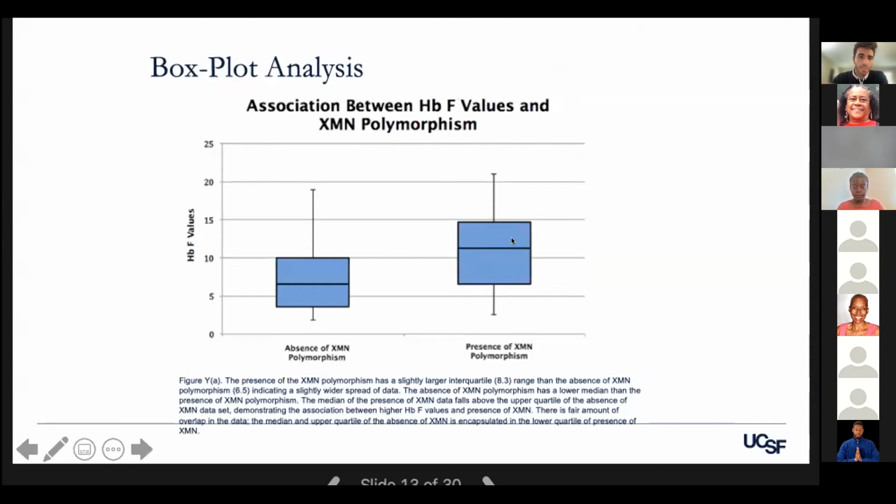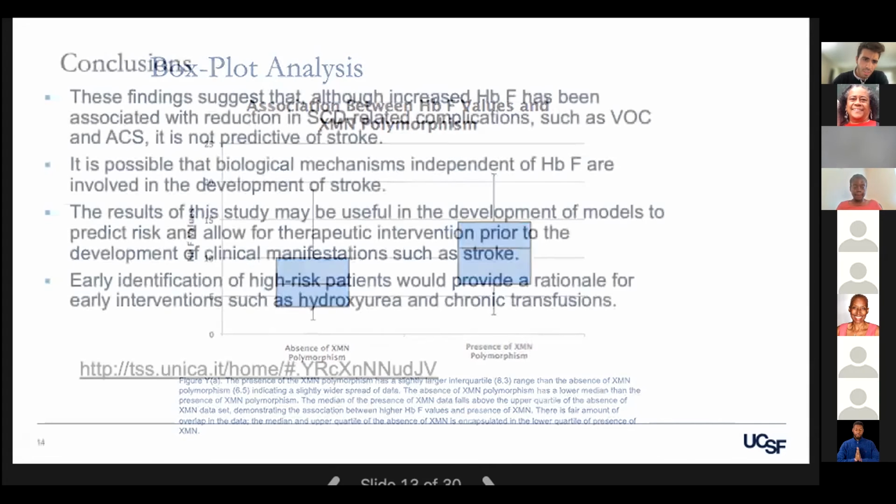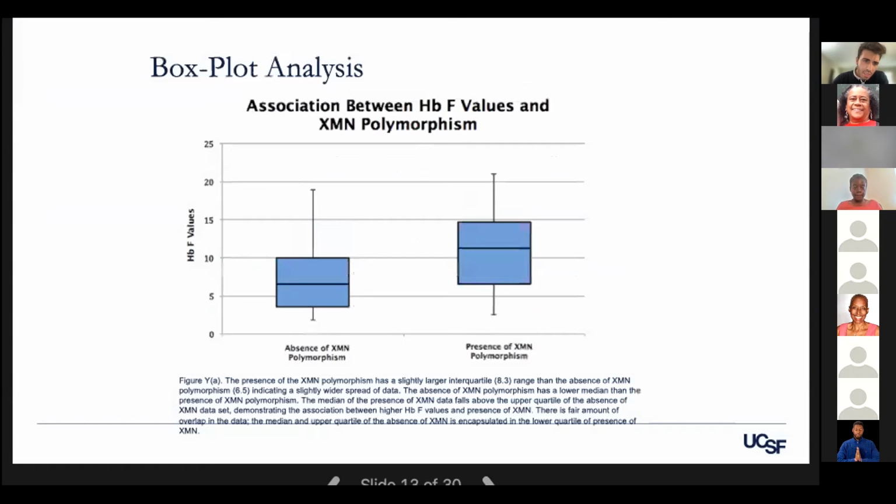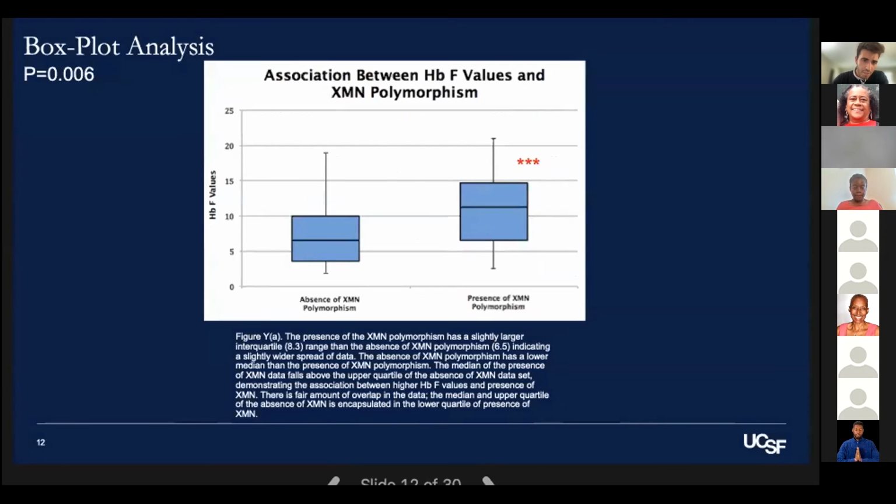So as I said, why stroke occurs in people living with sickle cell disease is not known. So I wanted to see if I could find an answer with one of the SNPs that I was working on. I wanted to see if this SNP, okay, I think this is the same graph actually. So this is wrong.